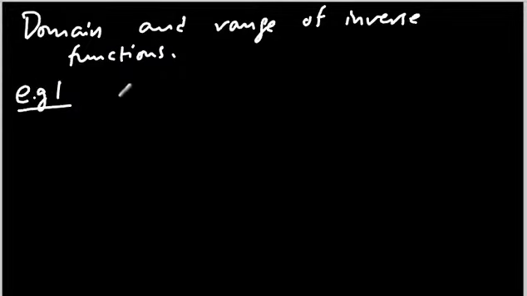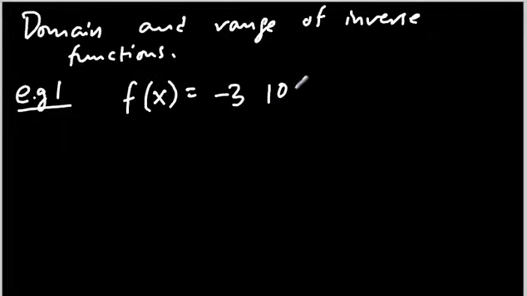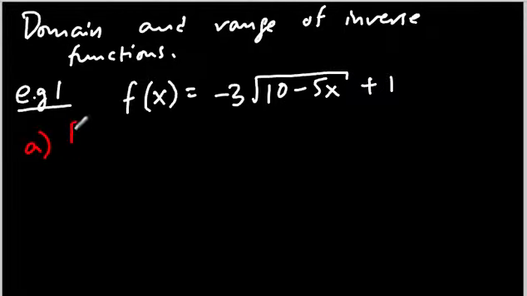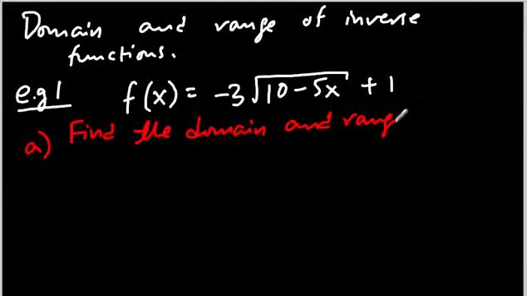In example 1, I give you a function: f of x equals -3 times the square root of 10 minus 5x, plus 1. Question A is to find the domain and range of f of x. If you recall, whenever I've asked you to find the domain and range of some function, it's best to draw it out.